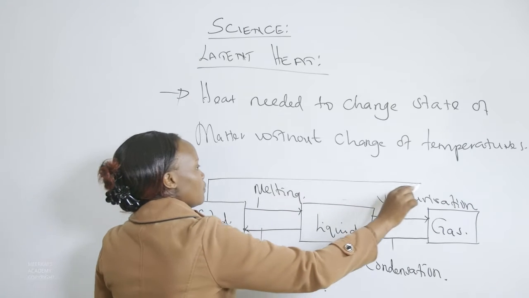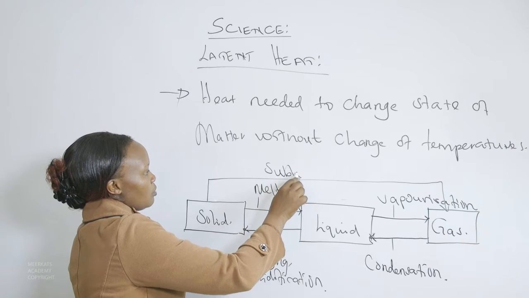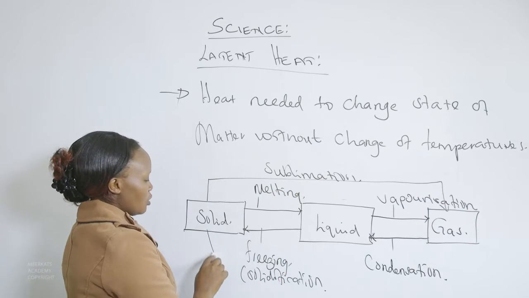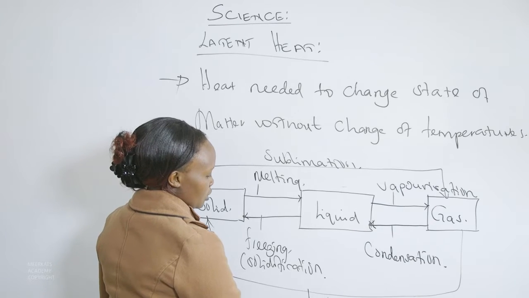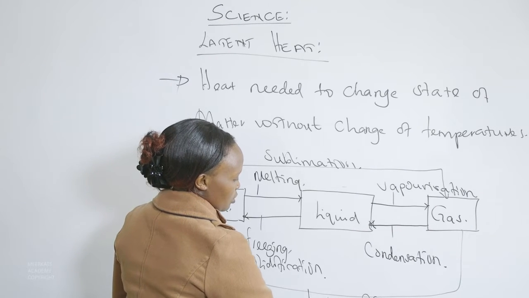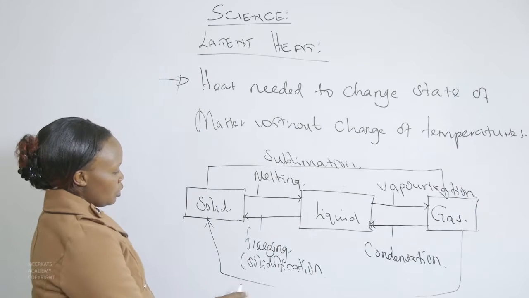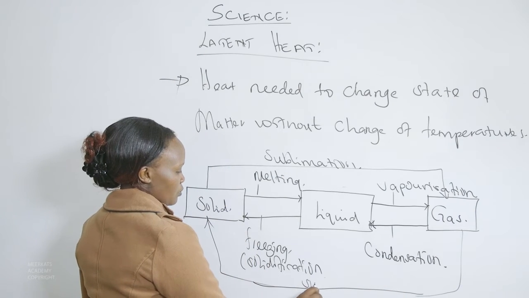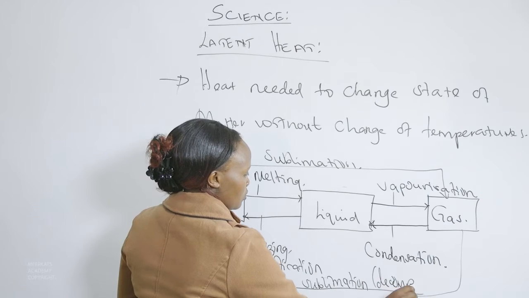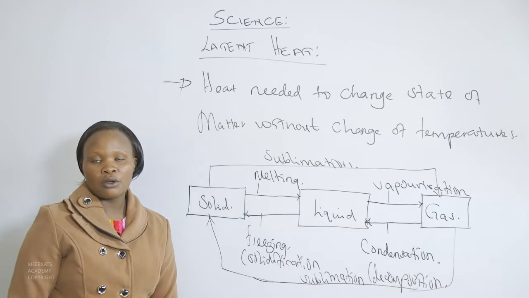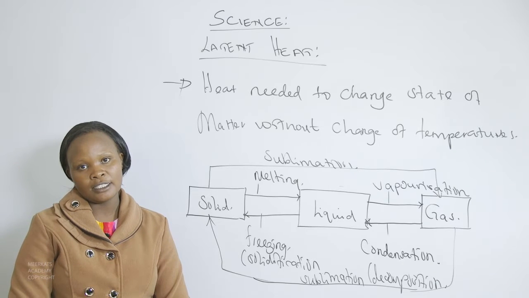You could also look at a direct process from a solid to a gas, which we call sublimation. And you can also change a gas to a solid in a process that we call deposition, or even some books will still call it sublimation. Now, those states and the changes thereof are what we are going to be discussing in this lesson.